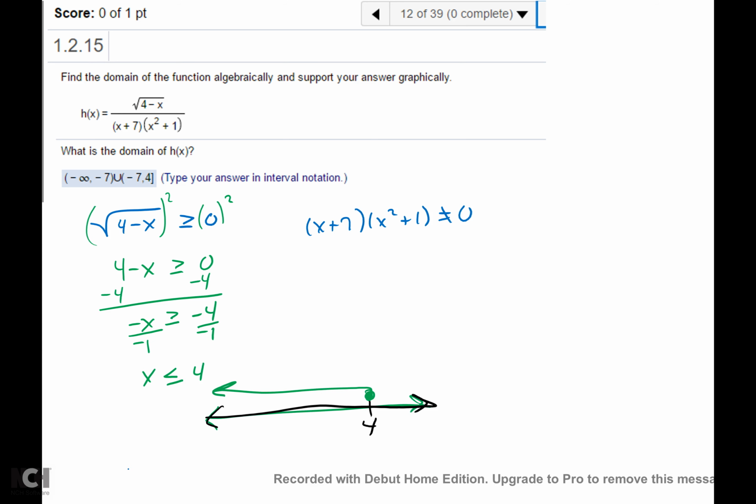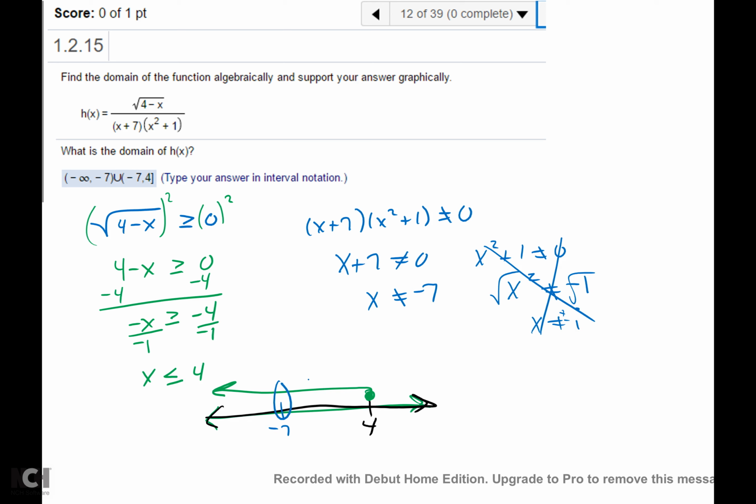So now let's look at my denominator restrictions, which says x plus 7 may never equal 0, and x squared plus 1 may never equal 0. This says x may never equal negative 7. This says x squared may never equal negative 1, square root, and this may never equal plus or minus imaginary i. This is not a restriction because it's not even real. So my only other restriction is x cannot be negative 7. So at negative 7, I have to make a hole, and it could be everywhere else.